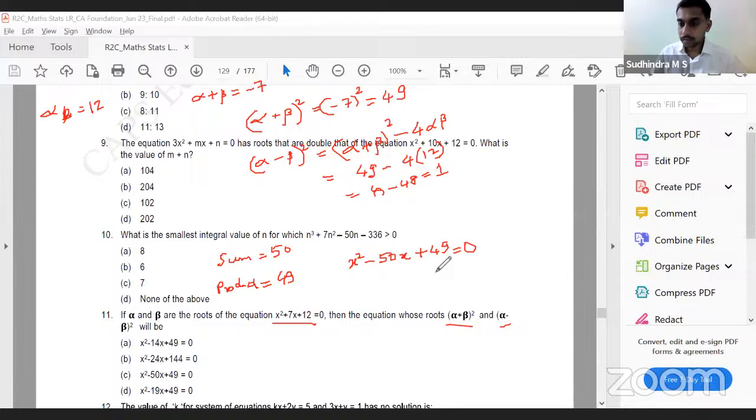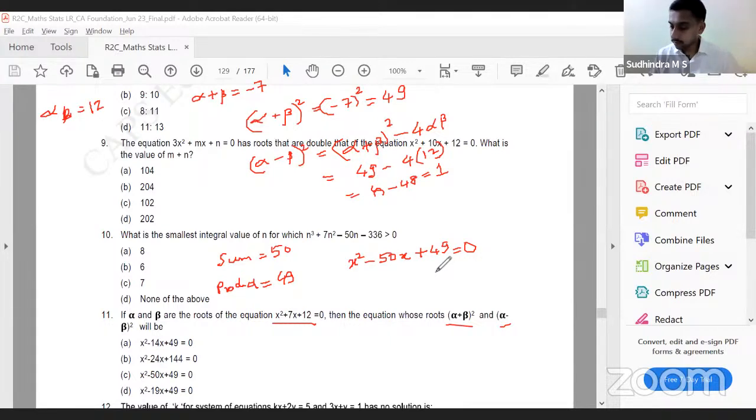Sir, alpha plus beta the whole square is 1 root, no, sir? Alpha plus beta the whole square is 1 root. Alpha minus beta the whole square is 1 root. Alpha plus beta the whole square is 49. Alpha minus beta the whole square is 1. Okay, sir. Again, we need to do alpha plus beta and alpha beta. Sum of alpha plus beta square and alpha minus beta square is 49 plus 1, 50. And product 49 into 1, 49. Okay, sir.